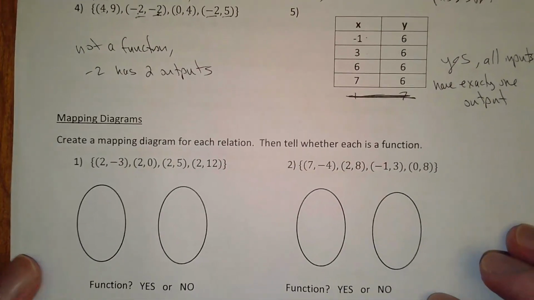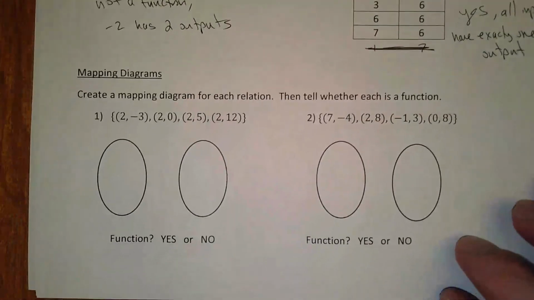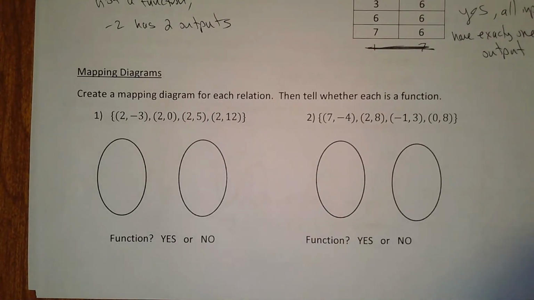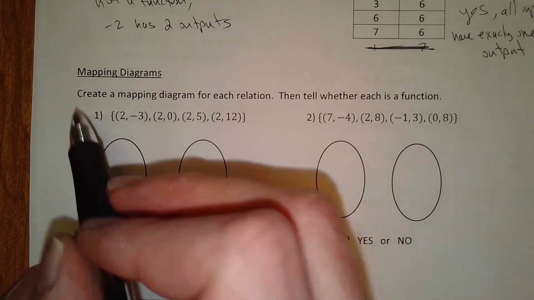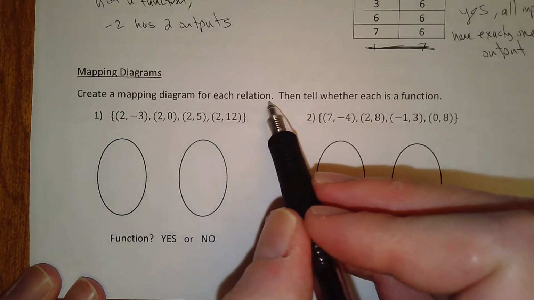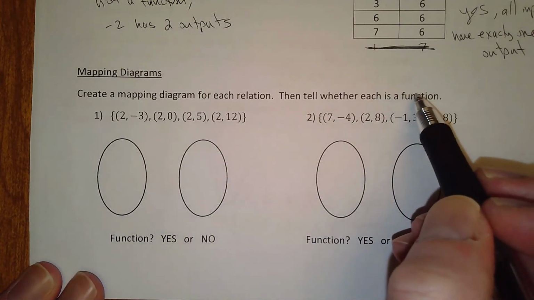Now, we told you there was a 4th way here. There's a mapping diagram. And we'll have you create your own mapping diagrams for these. So there's more than 1 right answer, but there's also a lot of wrong answers. So you do have to follow some rules. Okay, so create a mapping diagram for each relation, then decide if it's a function.